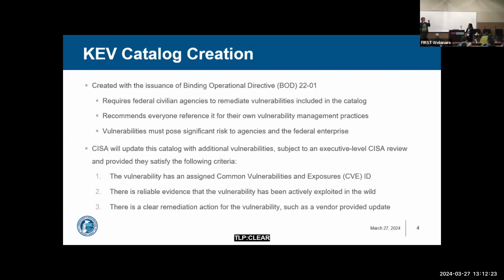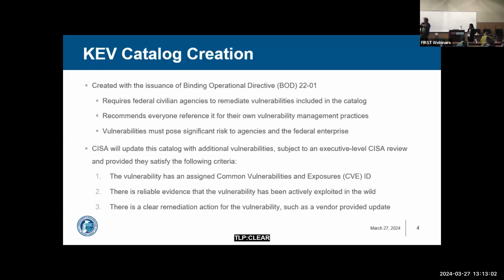My question is related to the previous one. The previous one was about how do you know what hardware and software federal agencies are using? And here you have defined criteria about it having to have a CVE, etc. But on the previous slide, you said subject to an executive level CISA review. So what is the actual CISA review? What is the criteria that you use to look at a vulnerability and say this has to go on the KEV catalog? Right. So the question is basically we have these 3 rules.